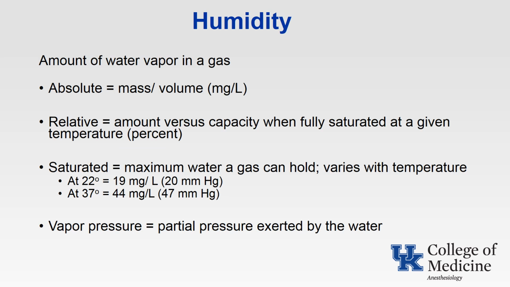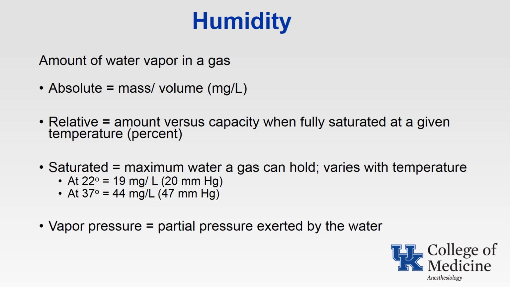Let me next turn to the topic of humidity. Humidity refers to the amount of water vapor in gas. Absolute humidity is the mass per volume. Relative humidity is the amount versus the capacity when fully saturated. Saturated refers to the maximum water a gas can hold. At 22 degrees, this is about 19 milligrams per liter, and at 37 degrees, about 44 milligrams per liter.